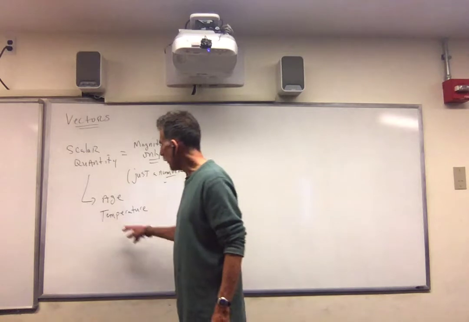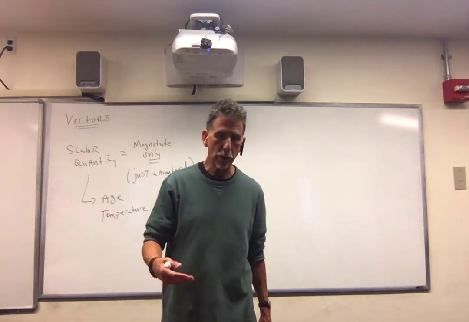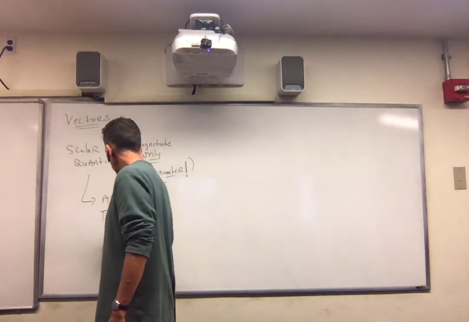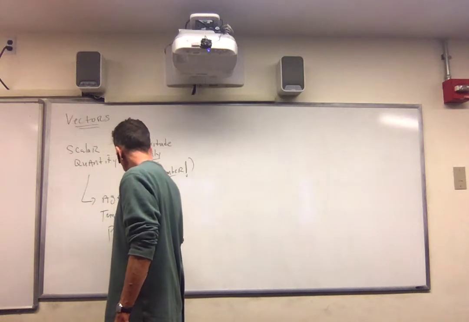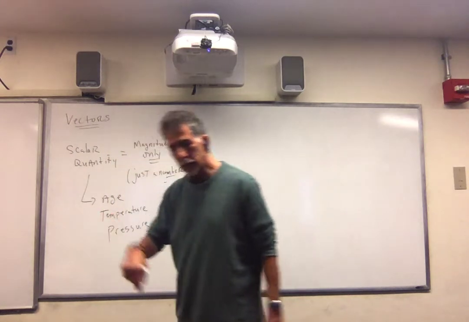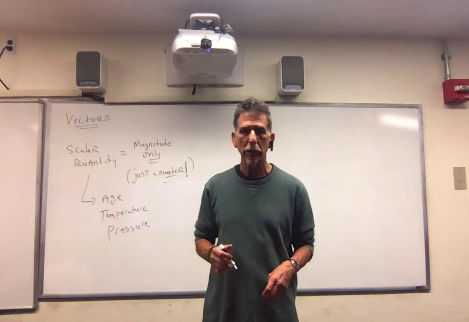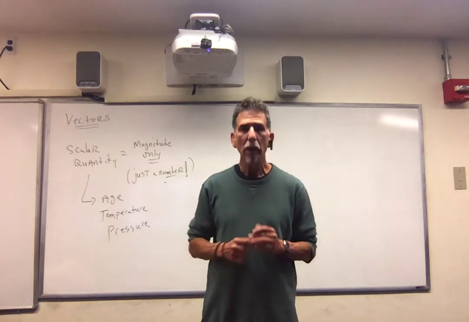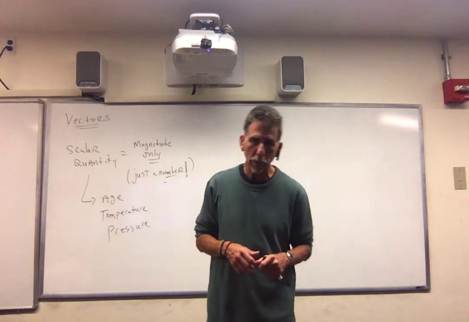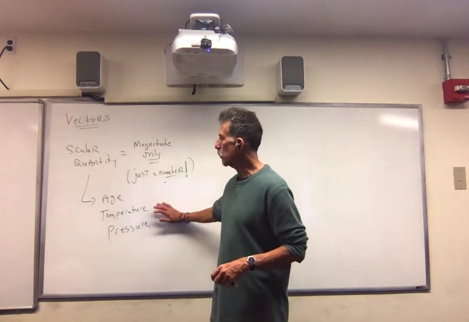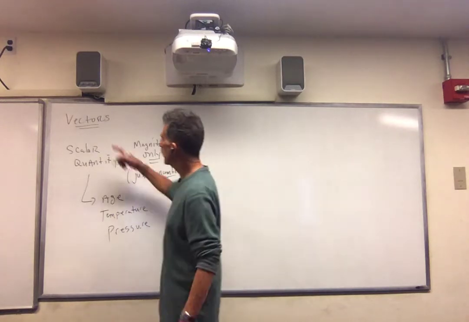Okay? Later, we'll see that something like pressure is also a scalar quantity. Just a number. In the United States, we use pounds per square inch. So we can say the pressure in a tire is 30 pounds per square inch, 22 pounds per square inch. Simply a number. That brings us to a vector.